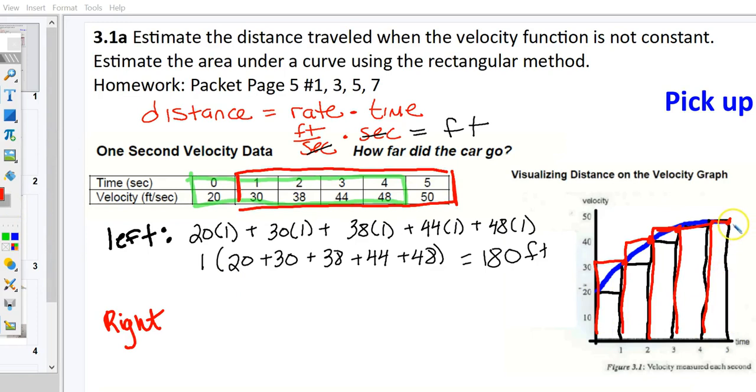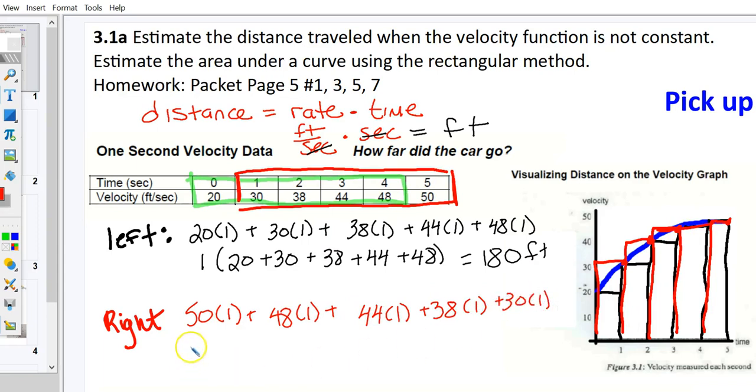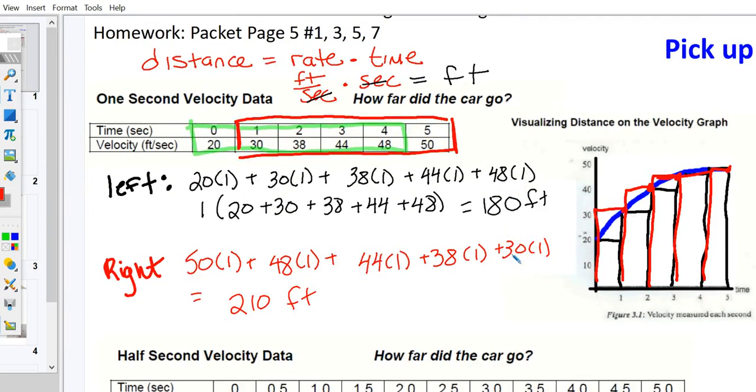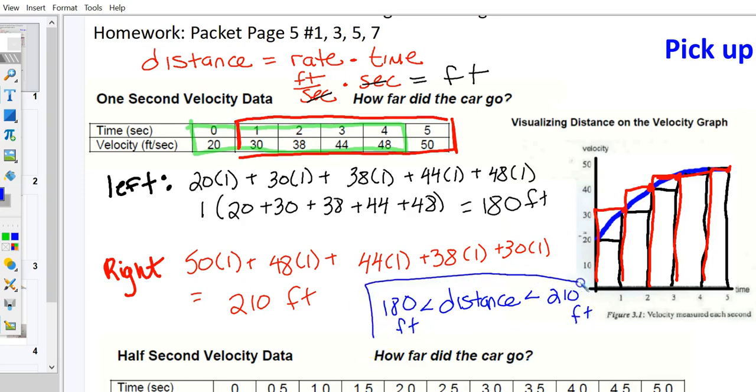So starting on the right, this is a y value of 50 times a width of 1. The next y value is 48 with a width of 1. The next rectangle goes up to 44, and then 38, and then 30. So in our calculator, if we add all those together, we get 210 feet. So the distance traveled by this car is somewhere between 180 and 210 feet. So we're going to say distance is between 180 and 210 feet. It's a pretty wide span of numbers to have an estimate between.